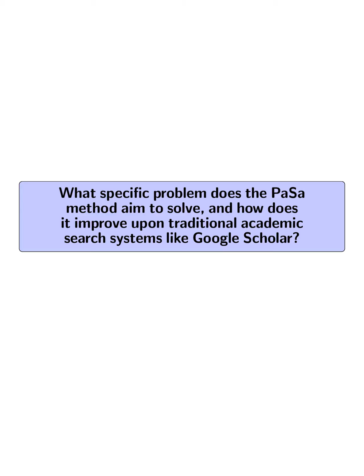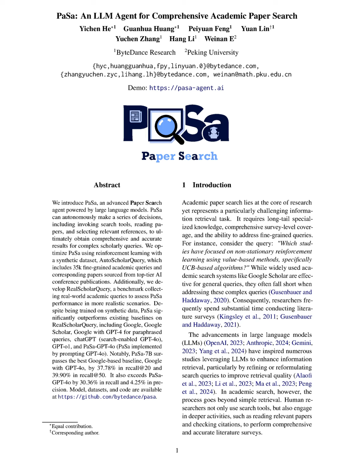What specific problem does the PaSa method aim to solve, and how does it improve upon traditional academic search systems like Google Scholar? The PaSa method aims to solve the problem of conducting comprehensive and accurate academic paper searches, particularly for complex, fine-grained queries that traditional systems like Google Scholar struggle to address.